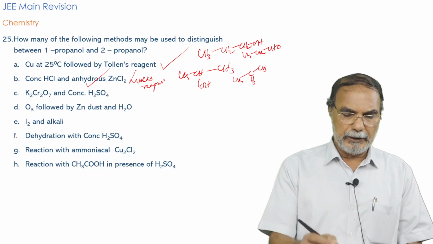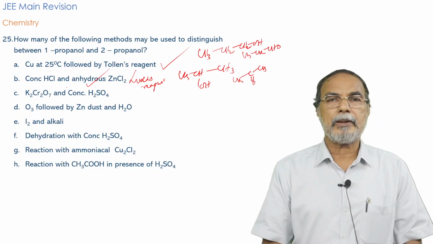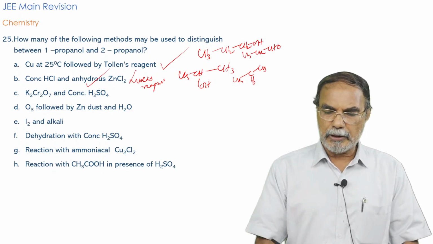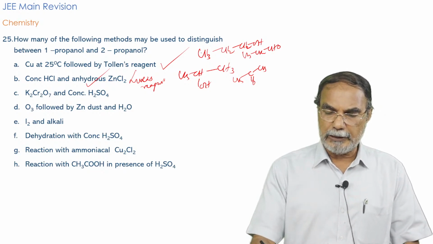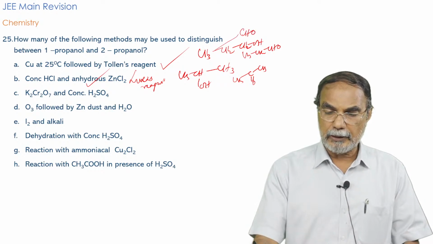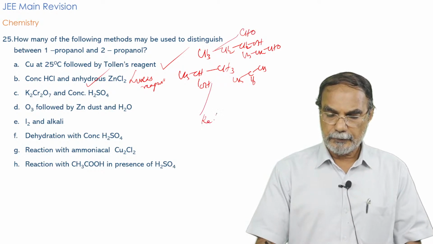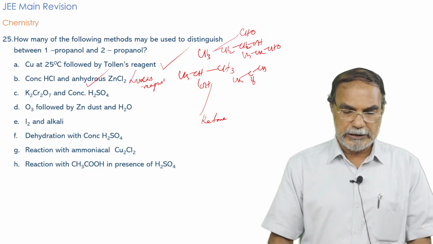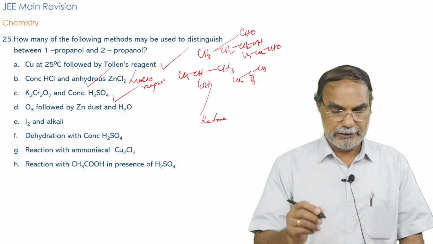Now what about C? Potassium dichromate and concentrated sulfuric acid is a powerful oxidizing agent which will oxidize a primary alcohol to aldehyde and the secondary alcohol again to ketone, and the aldehyde and ketone can be differentiated. So obviously the method C also works.